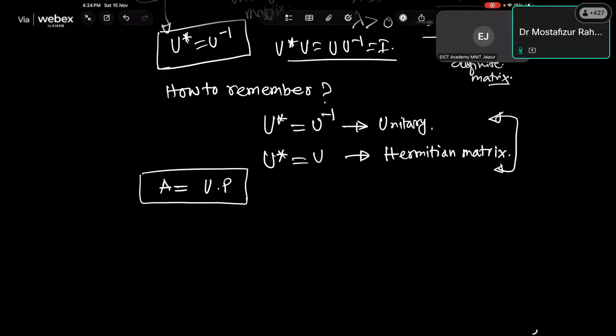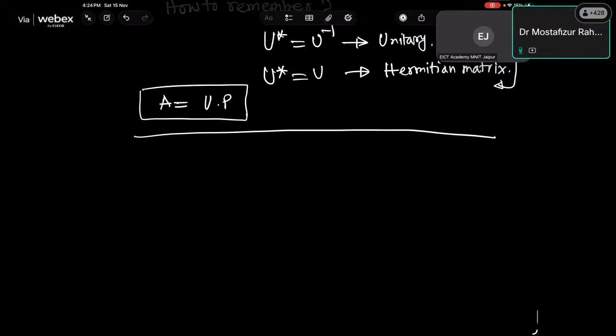Now, this is what we have discussed for an ordinary A. For an ordinary A, we have learned many tools. Now let's continue with the ordinary A and see another decomposition.